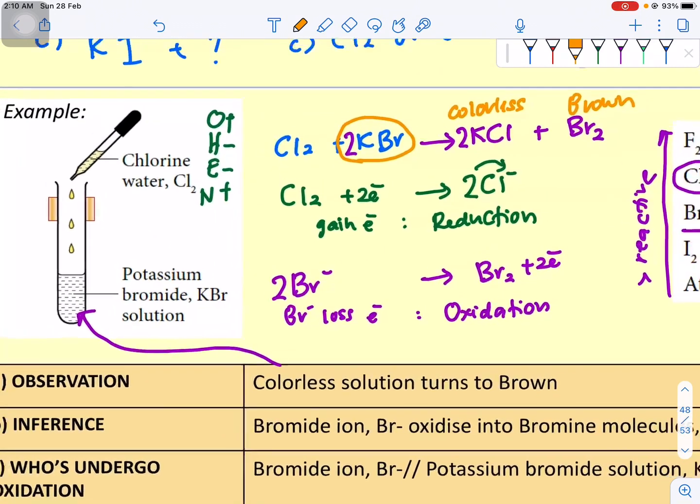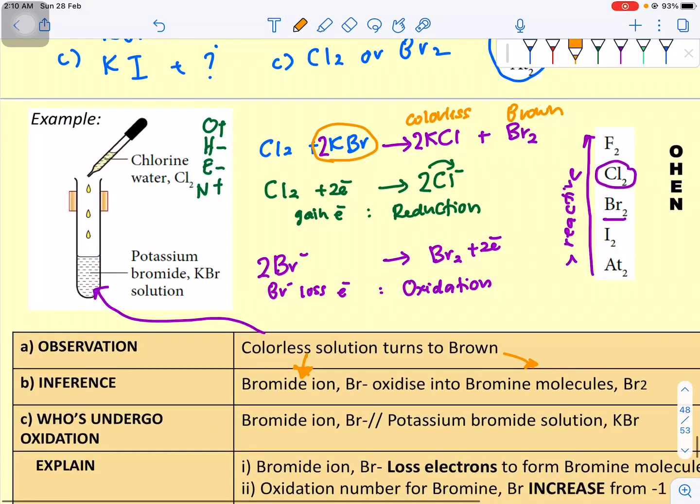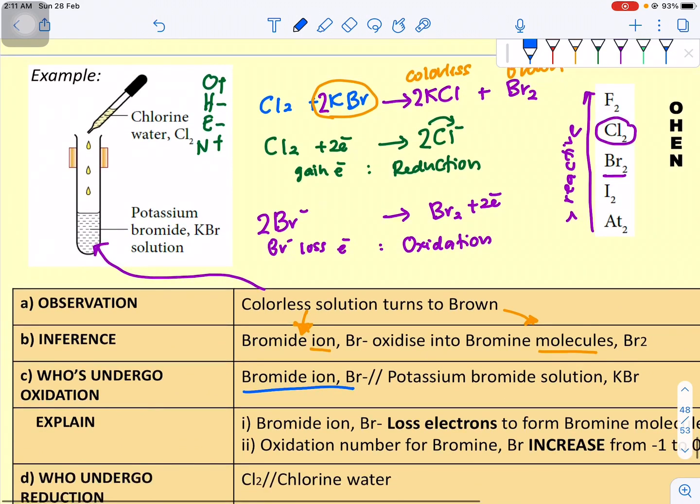Why colorless solution? Because before this, yang colorless tu adalah bromide ion, yang brown tu adalah bromine molecule. Okay, kena tulis perkataan molecule, ion pun wajib. Who undergo oxidation? Refer to our half equation. In our half equation, we already mentioned yang berlaku oxidation adalah bromide ion, Br negative, or we can say potassium bromide solution. Explain. Bila explain, guna prinsip HALOGEN.